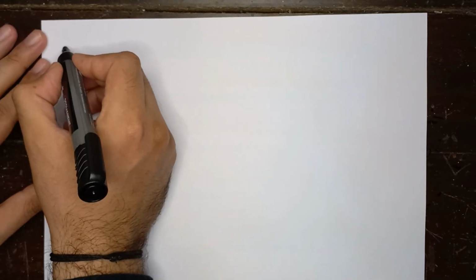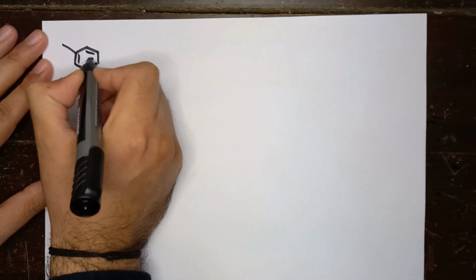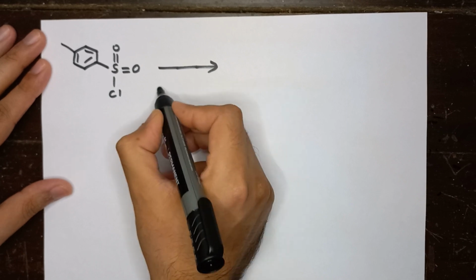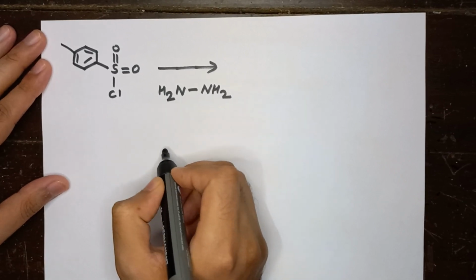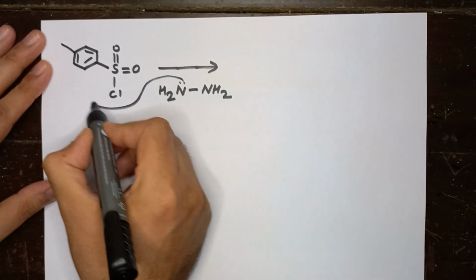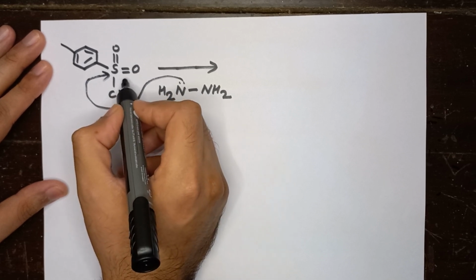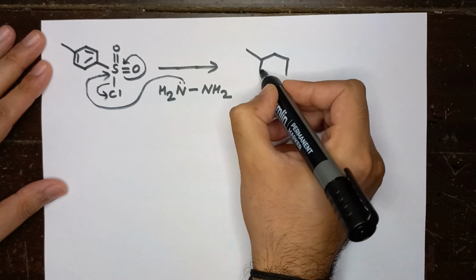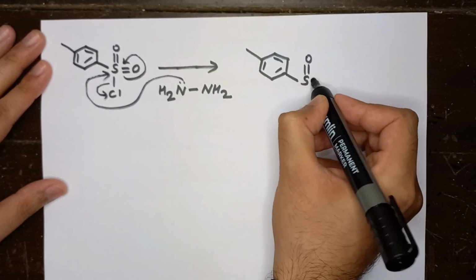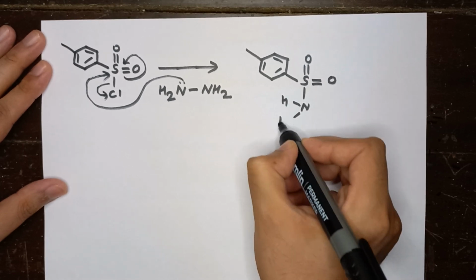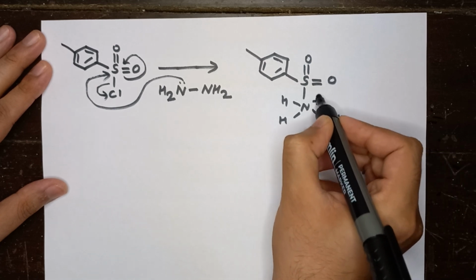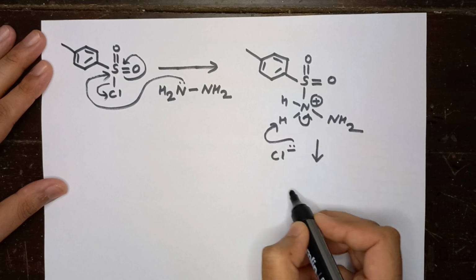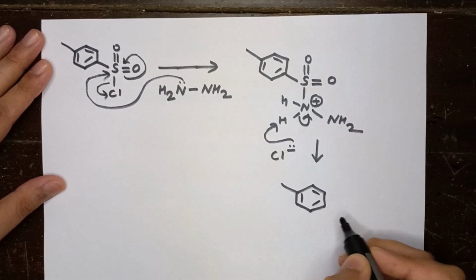Okay, so we have a tosyl chloride. First we will react it with hydrazine. This nitrogen lone pair will attack at this sulfur, and then through conjugation this Cl is going to leave. So we have NH2 here and one NH2 here. This nitrogen will get positive charge. We just removed Cl, that Cl is going to come back, take this proton, neutralize nitrogen, and we get this one.